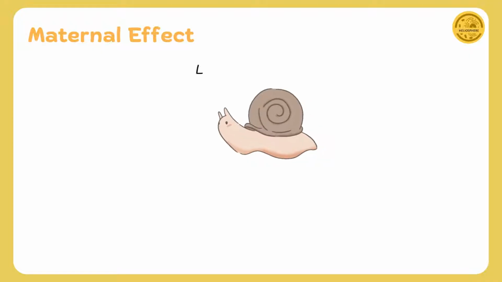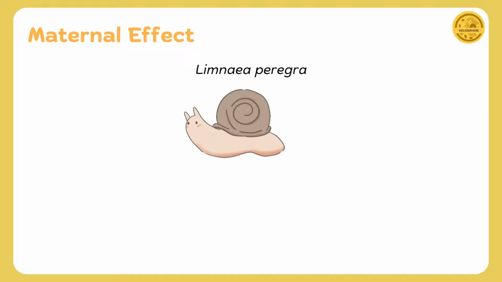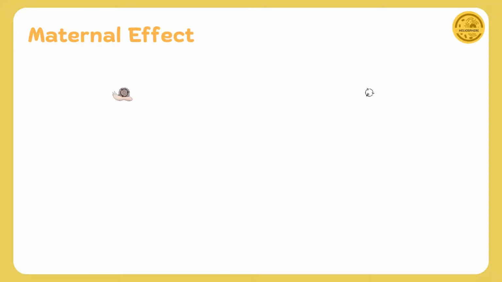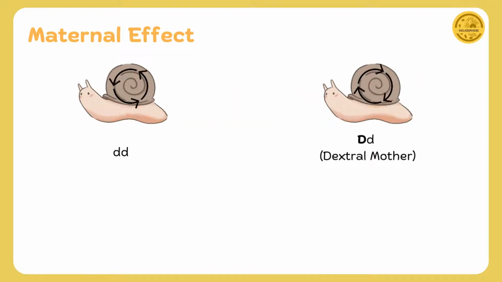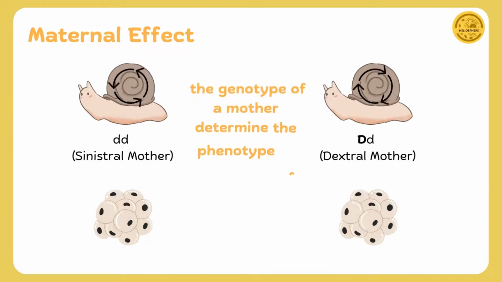In the snail Limnaea peregrina, the direction of shell coiling is determined by a single gene with two alleles, capital D for dextral and small d for sinistral. But here's the twist. It's not the offspring's own genotype that decides their coiling direction. Instead, it's the mother's genotype that matters.